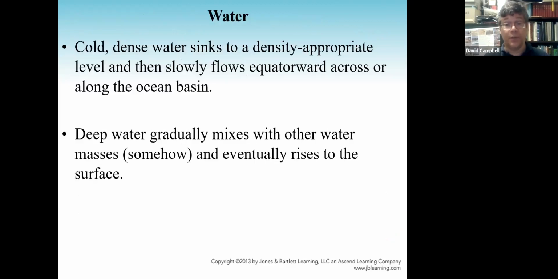Once that water gets denser than surrounding water, it will tend to sink. It sinks as far as it can before it balances out with surrounding density, and then it will flow along from there. Very slowly, we get some mixing, some heating from the Earth's interior, and eventually it comes back up.